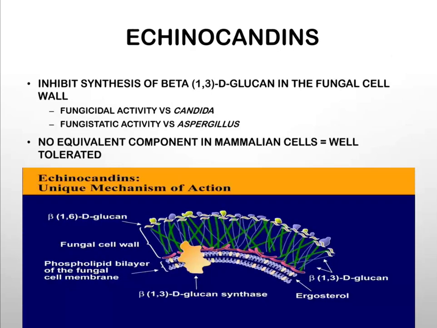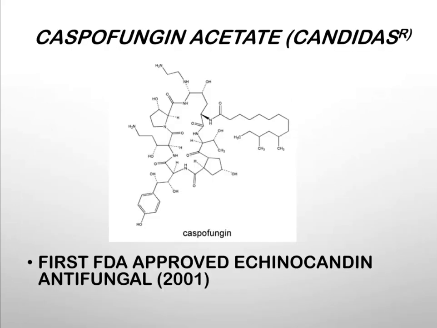Switching over to the echinocandins, they inhibit synthesis of beta-1,3-D-glucan in the fungal cell wall. They are fungicidal against Candida, but fungistatic against Aspergillus. Since there's no equivalent component in mammalian cells, they tend to be well tolerated.